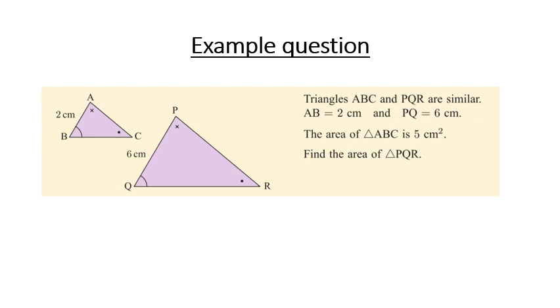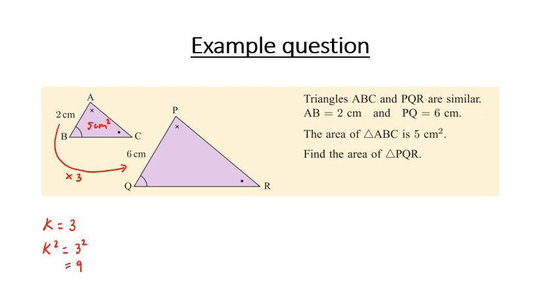So let's have a look at some example questions here. We can see here that the two triangles are similar. Two angles are the same and a length is the same. We can see that our K value is going from 2 to 6. We times by 3, so K equals 3. The question says the area of ABC is 5 centimeters squared, so let's put that in there. Find the area of the second triangle. Remember, if we're doing area, we've got to find K squared. That's 3 squared, that's 9.